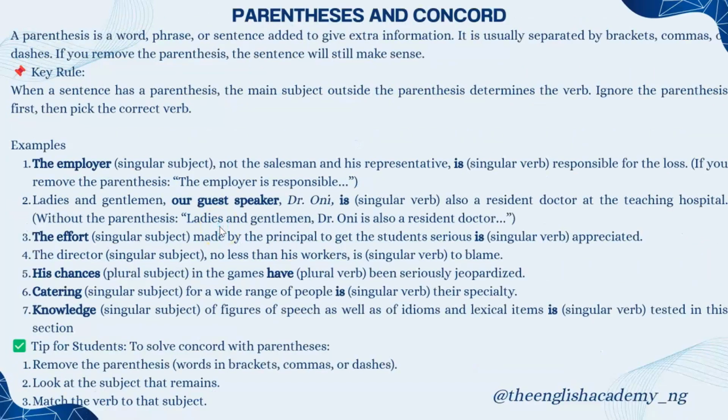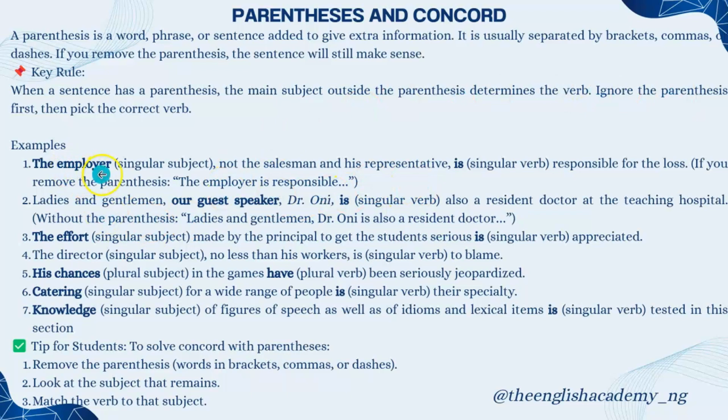The concord we talk about is parenthesis and concord. What is a parenthesis in the English language? It is a word, phrase, or sentence that is added to give extra information. It is usually separated by brackets, commas, or dashes. So if you remove the parenthesis, the sentence still makes sense. So the rule is this. When a sentence has a parenthesis, we are not concerned about the parenthesis. So the main subject outside the parenthesis will determine the verb. Ignore the parenthesis first, then pick the correct verb.